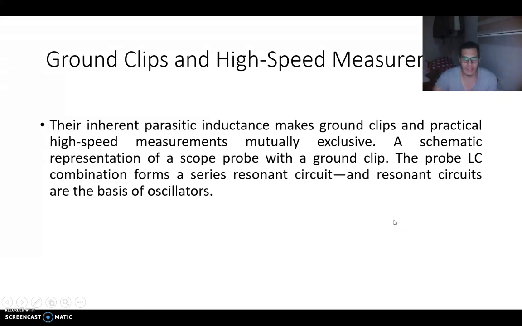Ground clips and high-speed measurements. Their inherent parasitic inductance makes ground clips and practical high-speed measurements mutually exclusive. A schematic representation of a scope probe with a ground clip. The probe LC combination forms a series resonant circuit, and resonant circuits are the basis of oscillators.